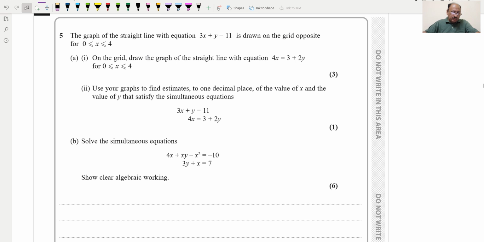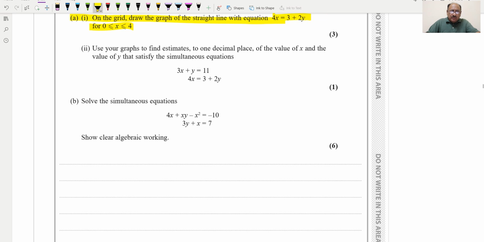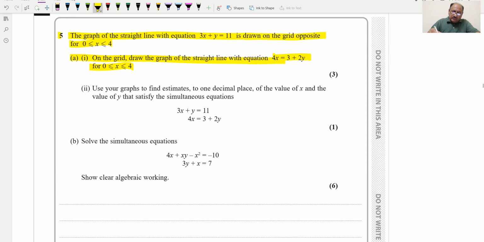Next question is question number 5, and question number 5 says the graph of the straight line with equation 3x plus y is equal to 11 is drawn on the grid opposite from 0 to 4, and on the grid draw the graph of the straight line with equation this one from 0 to 4. We have to draw the line, and this is a 3 marks part.